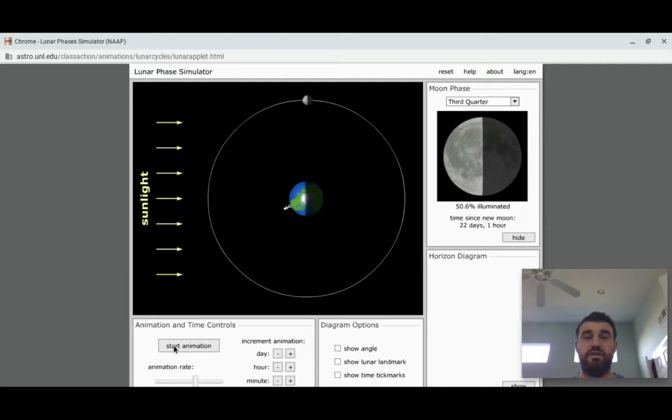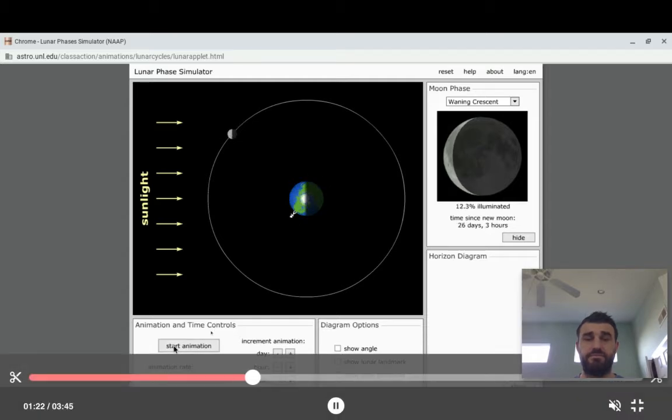Right, so this is only happening because the moon is going around Earth. So this is called lunar revolution. If the moon didn't orbit Earth or revolve around Earth, we wouldn't have phases. And there we go. We're basically back to the new moon. All right. And then it starts all over again. Right there.